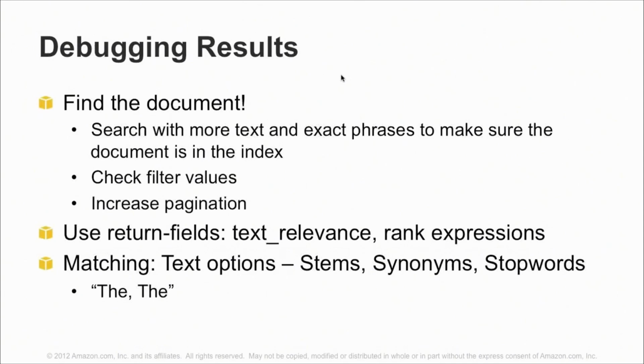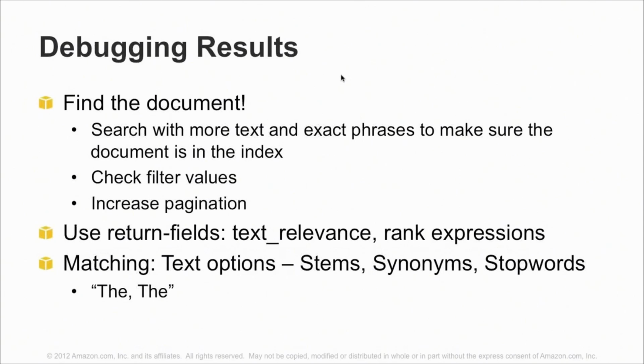So the first thing to do when something is not coming up in the ranking is to check back with the source itself and make sure that document exists, and then search with more text and exact phrases to make sure that you can actually match that document. Again, check the filter values, what's the filter on the search, and increasing pagination can also help to reveal more results. So the first step in debugging a result is to identify what is the result that you expect to see and make sure that's actually matching.